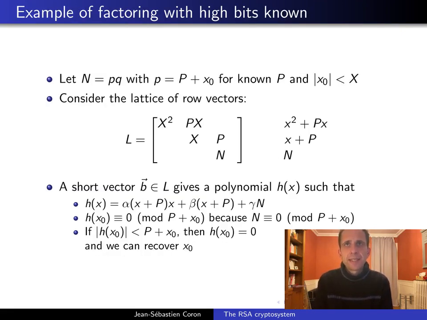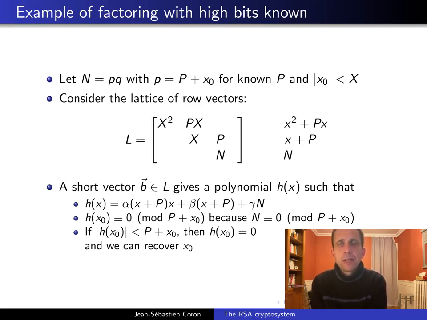So let me describe the technique with a simple example. We are not going to obtain the optimal bound, but at least we are going to be able to factor the modulus n if we know most of the bits of p. So we write p as capital P plus x0, where we know capital P, and x0 is smaller than some bound X that we are going to determine.